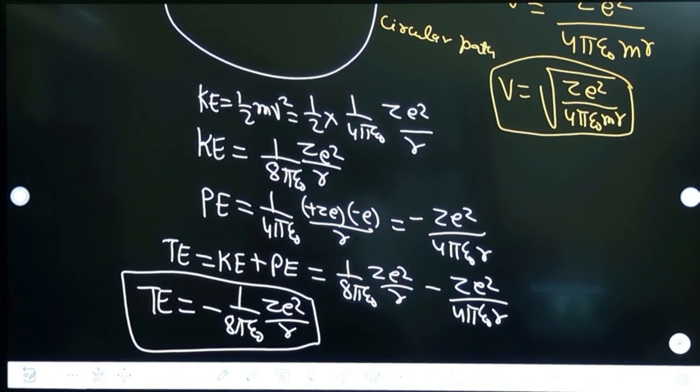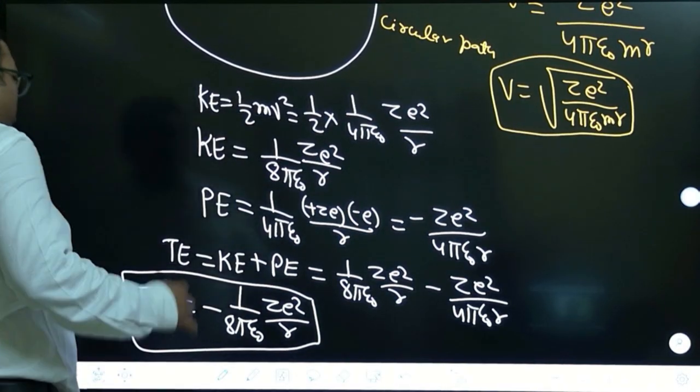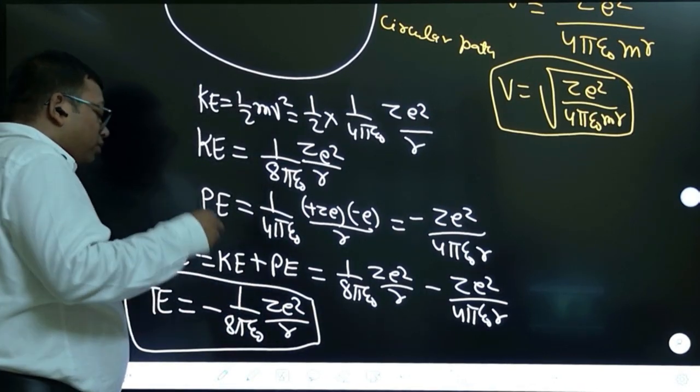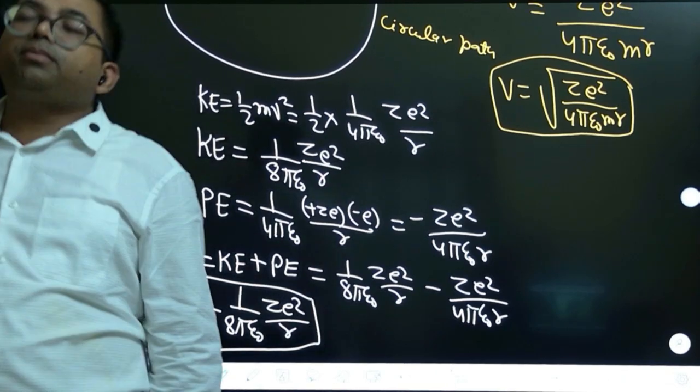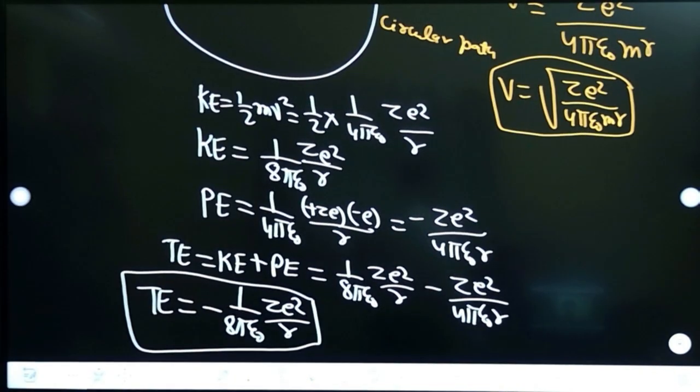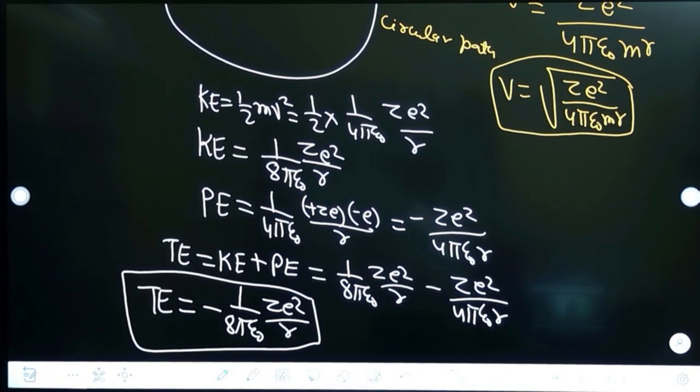So total energy of the electron in the atom is negative, means the electron is a bound system. Electron is not free to move, it is bound with the nucleus, because whenever energy is negative, it means attraction is happening, right? So that's what you can see.